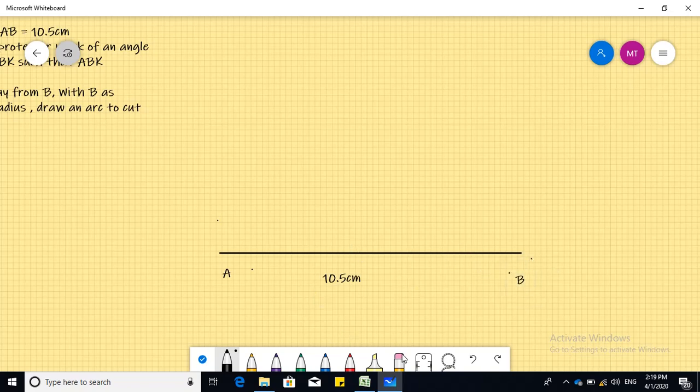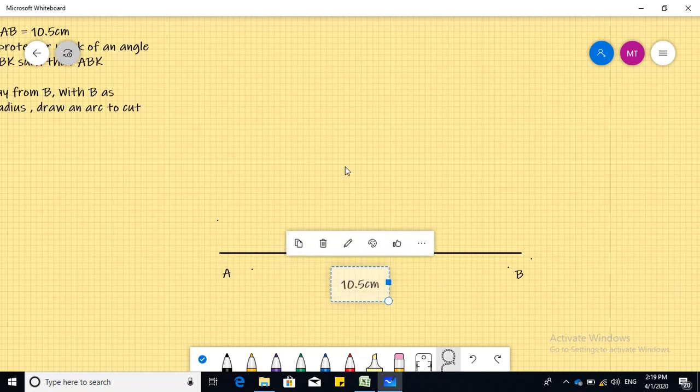These points are not aligned. I need to align them. For that, you just select the point and drag it upwards. Yes, there you go. And this one also needs to be in line, in the center. So here we go. Now we are done with points A and B.